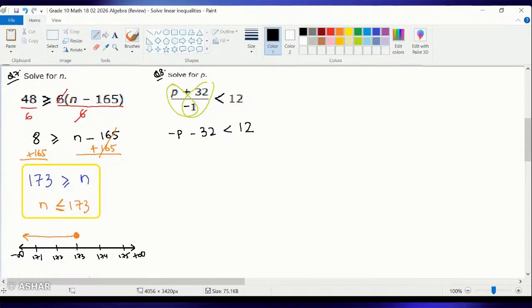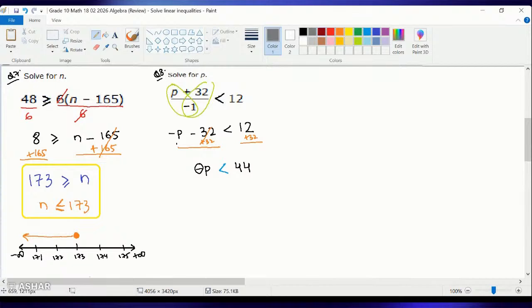For which we keep the -p on this side and we add 32 on either side. So -p is less than 12 plus 32, which is 44. And we have the rule that whenever it's a negative sign and we change the sign, it means we multiply. Okay, I'll write down the statement.